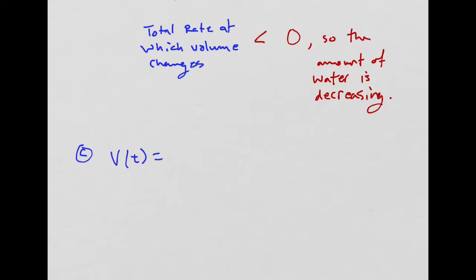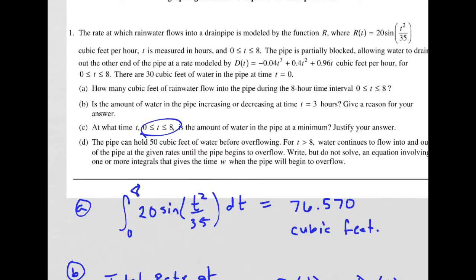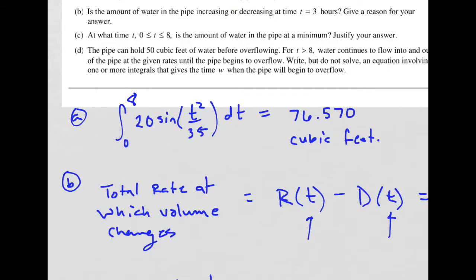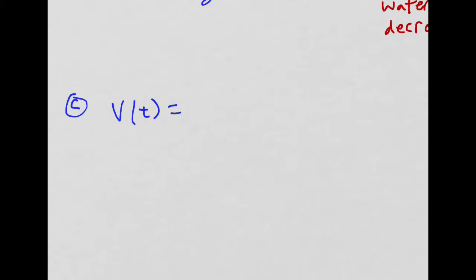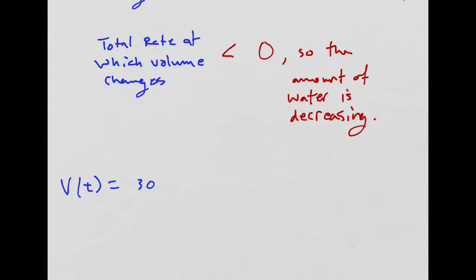I would also have to check my endpoints because this is on a closed interval from 0 to 8. So the first thing I want to do is figure out a volume formula. At what time t is the amount of water in the pipe at a minimum? Justify your answer. Okay, so for the volume formula, remember we start out with 30 cubic feet. There are 30 cubic feet of water in the pipe at t equals 0.